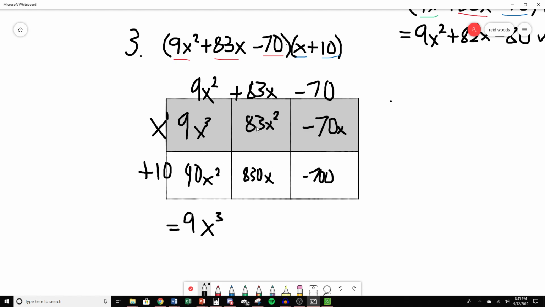Then we're going to add these 83x squared and 90x squared. Well, if you need a calculator, you could have used it there, but that's going to be 173x squared. Then we add these 830x and negative 70x. That's going to be 760x. And then this last one doesn't have a like term, it just drops down. This is the correct answer right here.